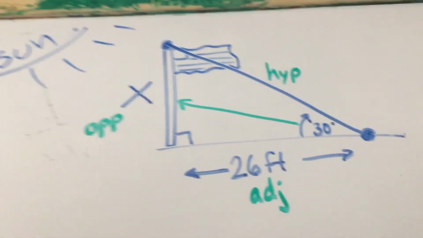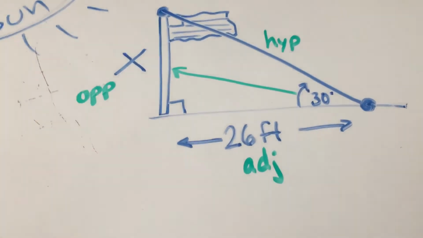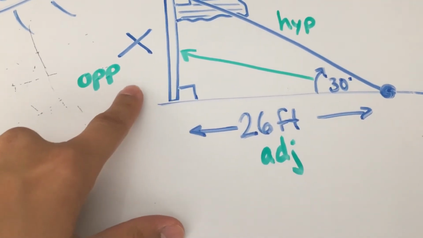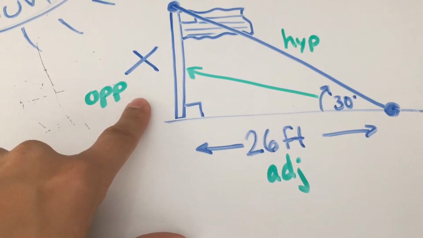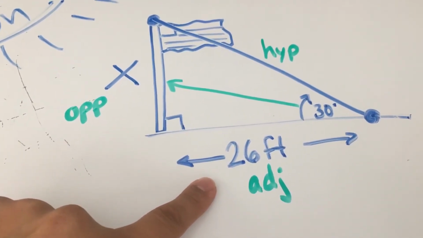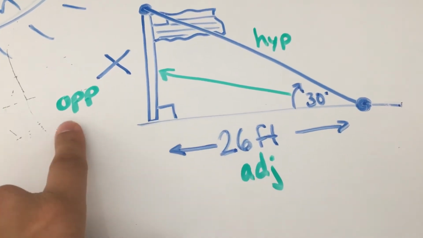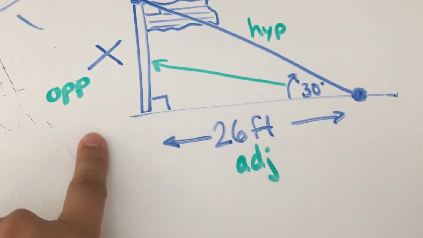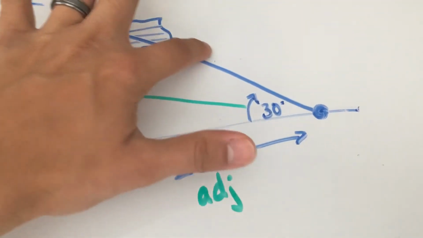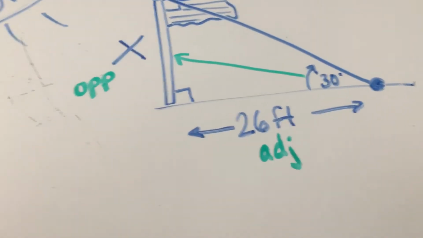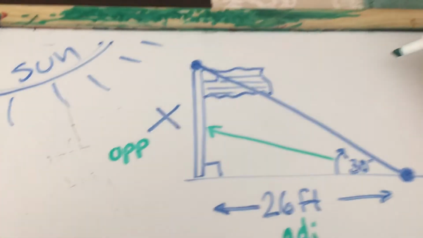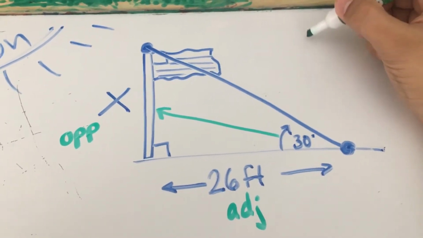Now the only two that I'm actually interested in using are the two that I'm given. I need to find the height of the flagpole, and I'm given the shadow length. So I'm going to be using the opposite and adjacent. I do not care about the hypotenuse, so I'm just going to erase it. I don't care for it. So since we're only using the opposite and the adjacent, we have a little cheat sheet.